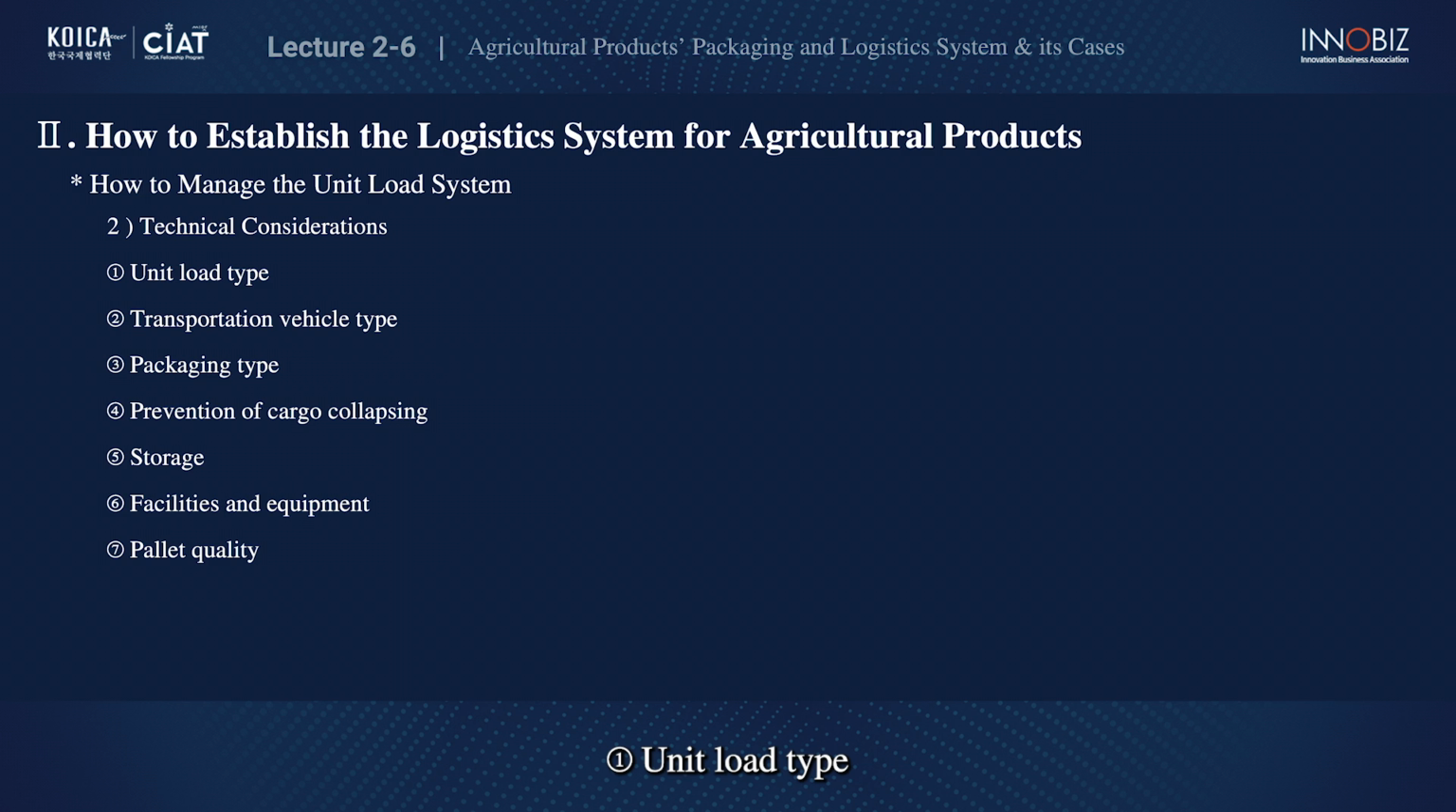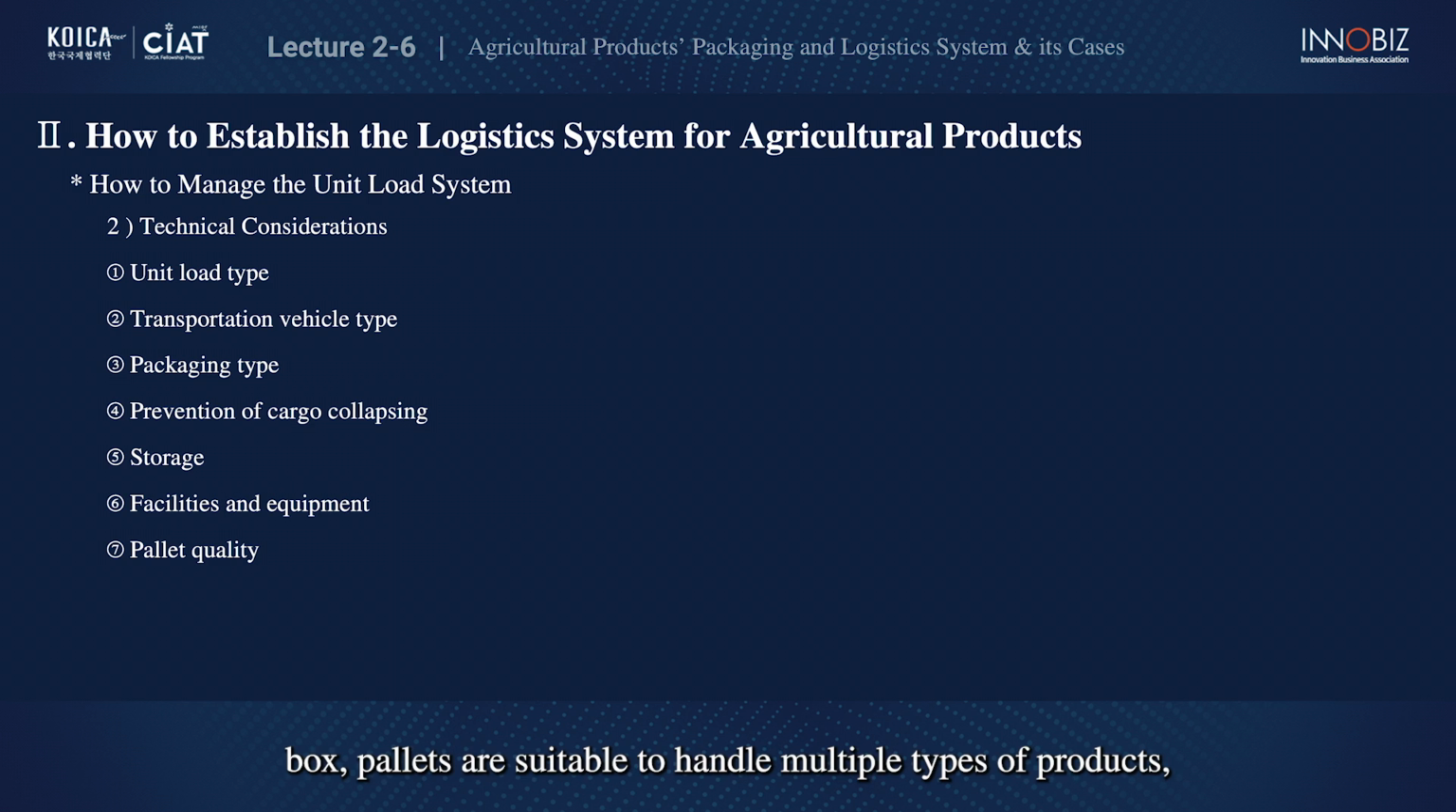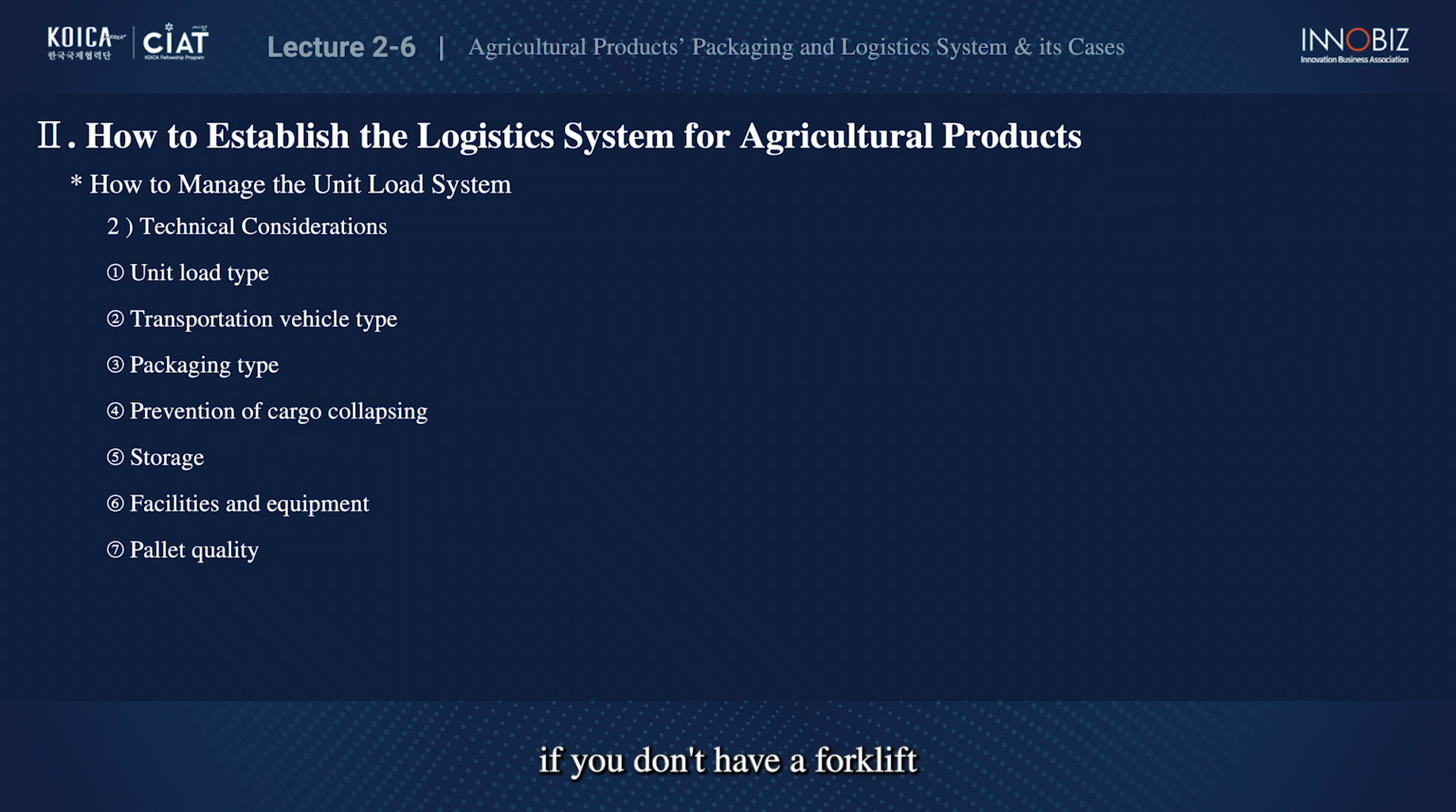Unit load type. The unit load shape may vary depending on the shape and characteristics of the items to be handled. It is desirable to unify the pallet shape to a standard pallet. As for the pallet type, box pallets are suitable to handle multiple types of products, and pallets with wheels are suitable if you don't have a forklift. If a unit does not fit the standard pallet size, you can pack it again with external packaging so that it can be stacked, or you can arrange it in another box.